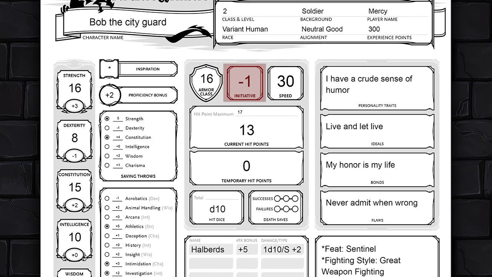So there are feats, we're gonna be talking about that, and there are other things like spells that might allow you to do that. And then moving past initiative, there's speed right next to initiative. Speed is generally the measurement of how fast you are, and it's derived by your race. So in Bob's case, he's a variant human, which means 30.